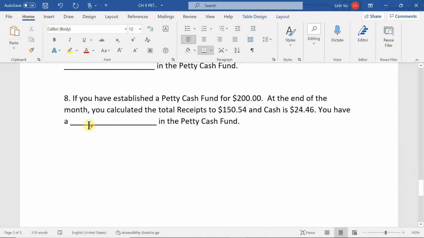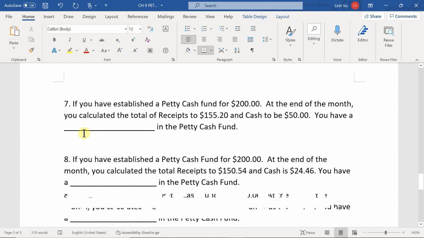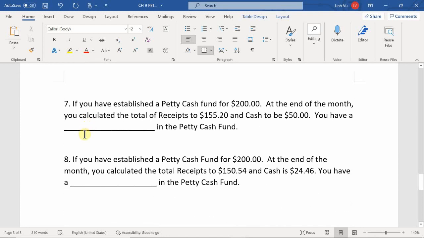Yes. Okay. Last two questions. Question number 7. If you had established a petty cash fund for $200, at the end of the month, you calculated the total of receipts to be $155.20 and a total cash of $50. You have a blank in the petty cash fund. Over. You have an overage? Yes. Shortage. $5. It is $200. You have 155, and you have a $50.